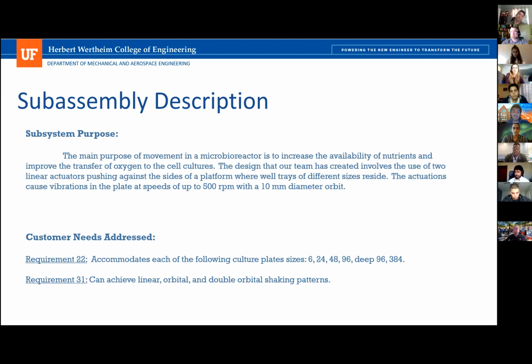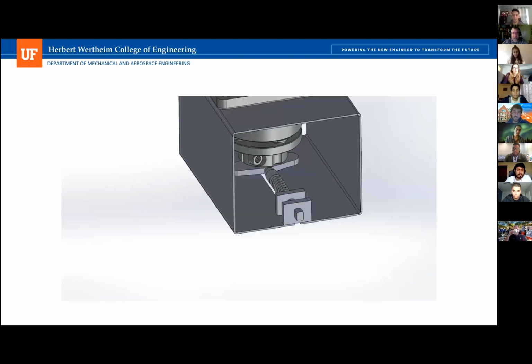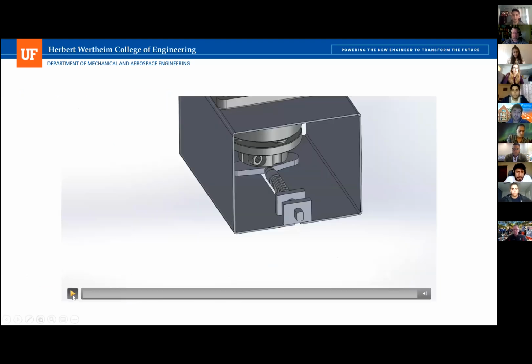And the customer required shaking patterns for this subsystem are a linear shaking pattern, orbital shaking pattern, and double orbital shaking pattern. I'll explain how each of these three shaking patterns is achieved, but first, I'll show you a small clip of how this subsystem works.